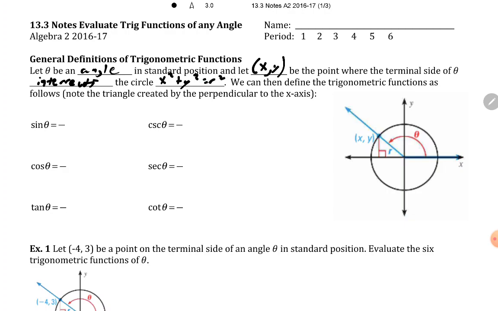We then can define the trigonometric functions as follows. Looking at this blue line here, sine is y over r, cosine is x over r, tangent is y over x.